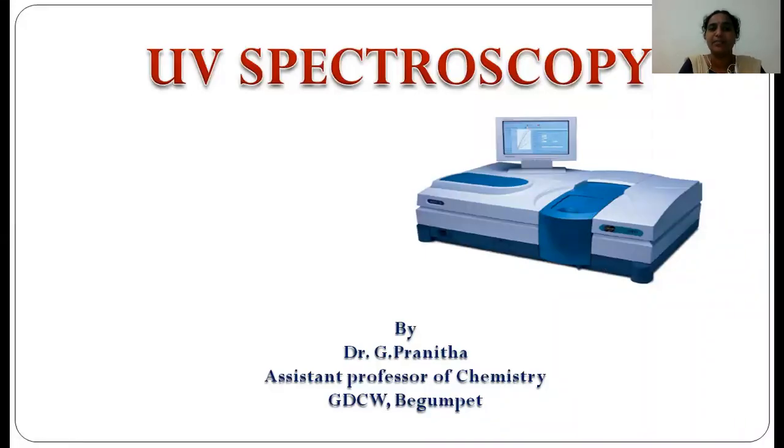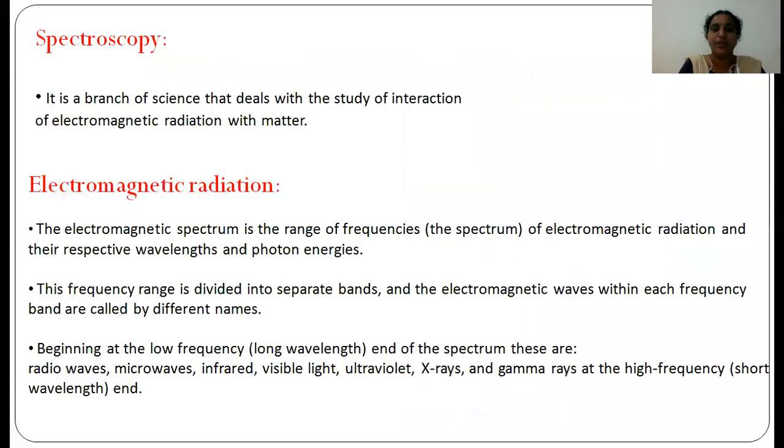Now I'm going to explain about UV spectroscopy. Spectroscopy is a branch of science which deals with the study of interaction of electromagnetic radiation with matter. Here, matter is the compound which is going to be analyzed.